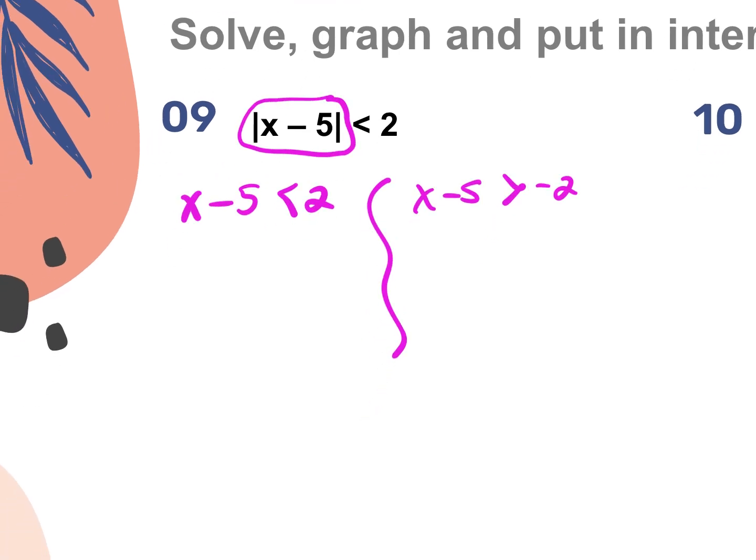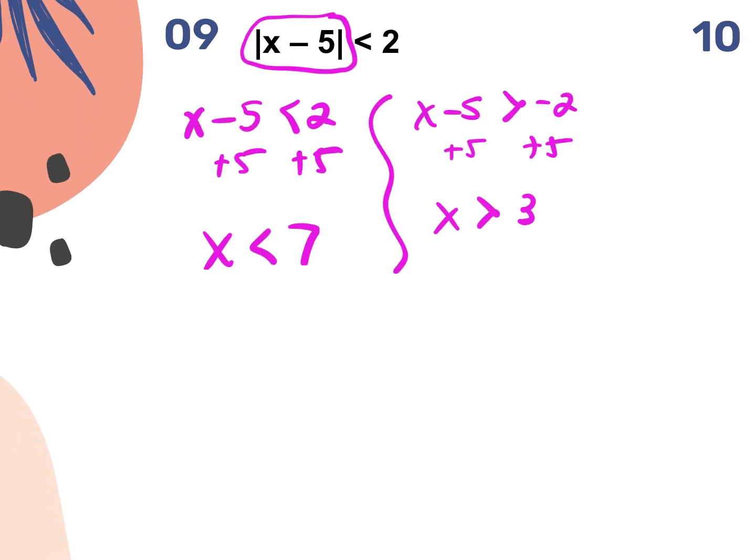What are we going to do to both sides? I'm going to add 5, so I get x is what? Okay, less than 7. And over here, I'm going to add 5 again. And I got x is greater than what? 3. Okay, there's your 2 inequality statements. So now we're going to graph it.